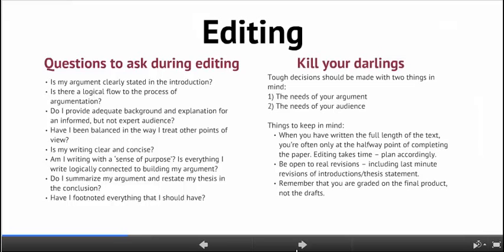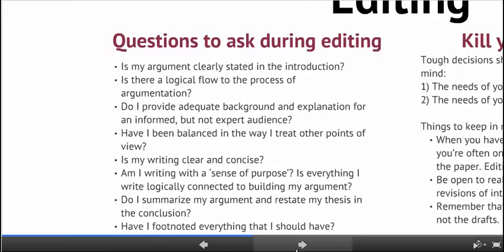And when it comes to editing, there is a number of questions you want to ask. I've summarized some good ones here. Is my argument clearly stated in the introduction? Is there a logical flow to the process of argumentation? So when you think about paragraph management, and I'm talking here about which order the paragraphs appear, are they appearing in a logical sequence? Is the first one laying a good foundation, the second one building on that, the third one, and so on and so forth? Really, what you should be able to do here is to make a small note in the margin next to every paragraph as you do your editing, and see a logical point-by-point summary of your argument.